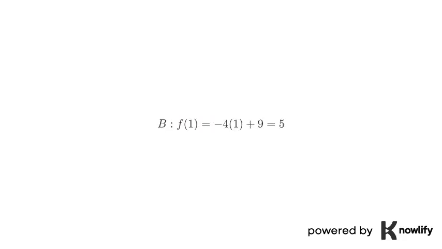Next, let's try option B. Substituting x equals 1 gives us 5. Does 5 equal -5? No, option B is incorrect. Now for option C. Substituting x equals 1 gives us -6. Does -6 equal -5? No. Option C is also incorrect.